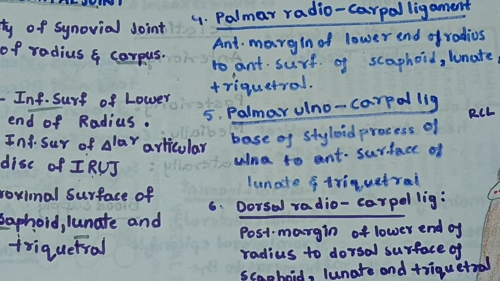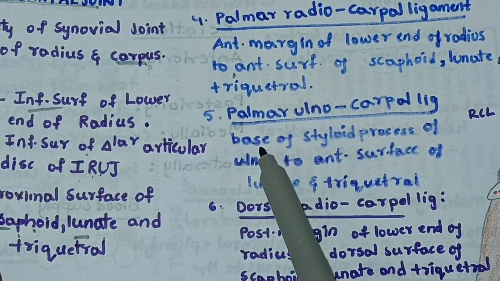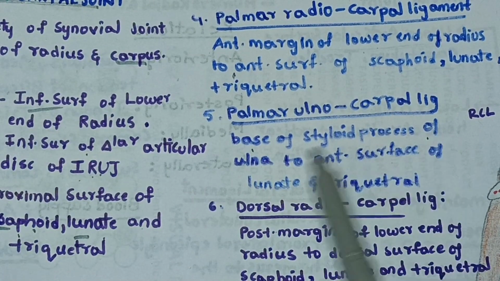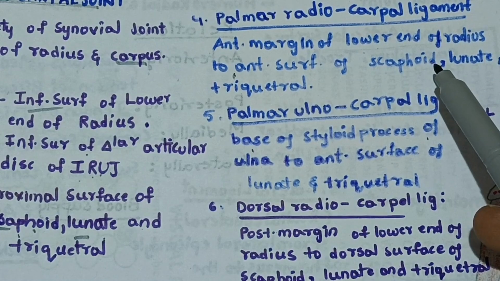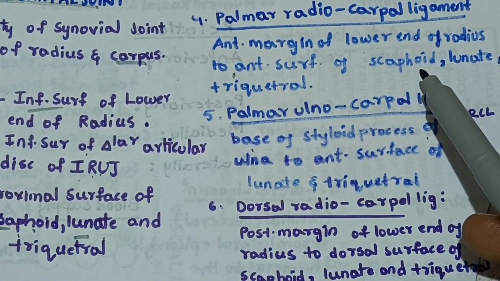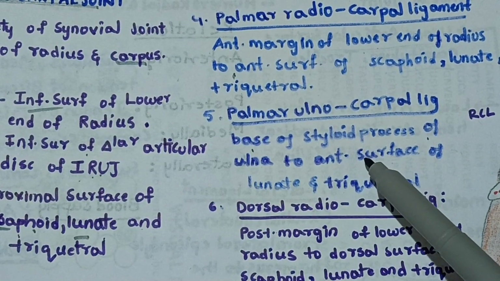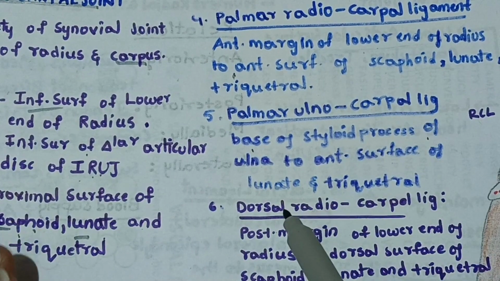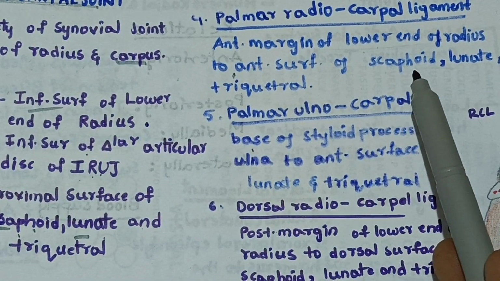Here it is extending from the base of the styloid process of the ulna to the anterior surface of the lunate and triquetral. Whereas the palmar radiocarpal ligament is extending from the lower end of the radius to the scaphoid, lunate and triquetral. In the palmar radiocarpal ligament, it is including the scaphoid also.